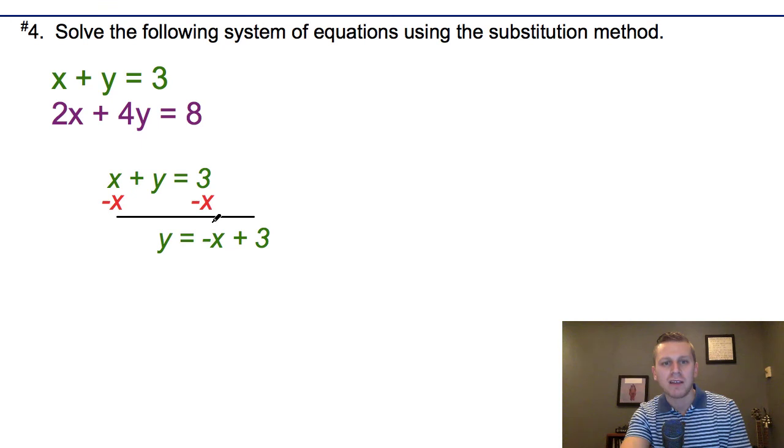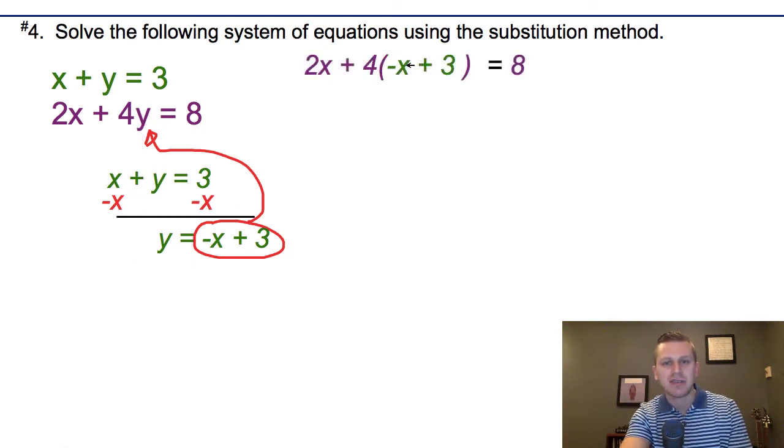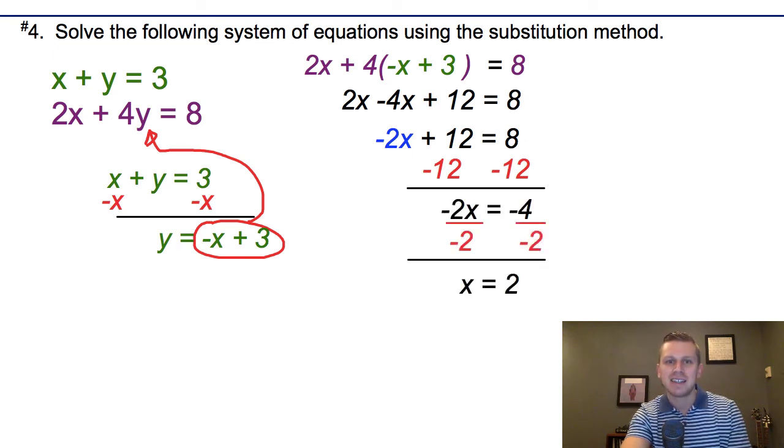Now that I know what y equals, negative x plus 3, I can plug it into the other equation for y. So instead of writing 2x plus 4 times y, I'll write 2x plus 4 times negative x plus 3 equals 8. Here I distribute the 4. I get negative 4x plus 12. Combine like terms, I get negative 2x. Separate variables and constants by subtracting 12, I get negative 4. Divide by negative 2, I get x equals 2.